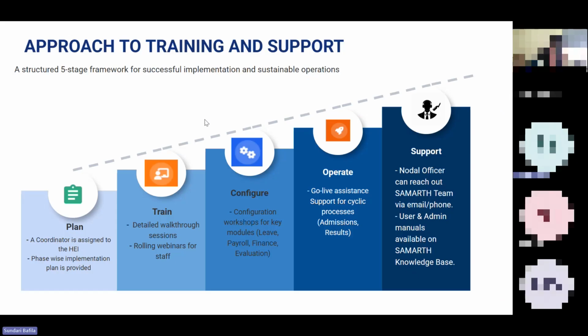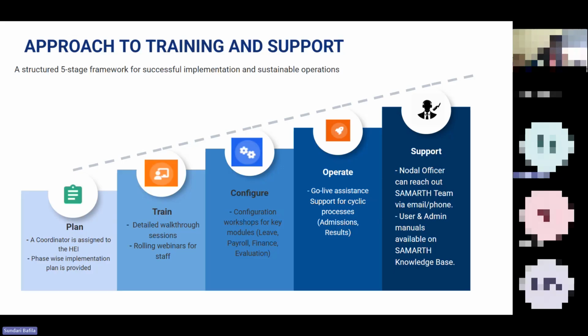The next one is the approach to training and support. This is from the Samarth side. We have a five-stage framework for successful implementation and sustainable operations at the universities. Once we receive the office order, we assign a dedicated coordinator to your university. This person will guide you throughout the implementation process.